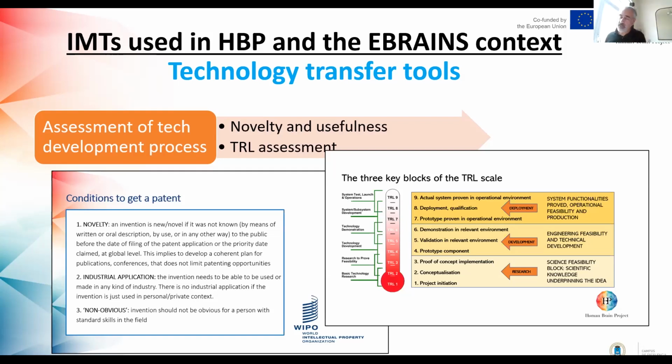This is very much related to the criteria that a technology should meet to be patented. So, novelty: an invention is something that is new. It has to have an industrial application. It has to be practical. And also, it must not be very obvious.